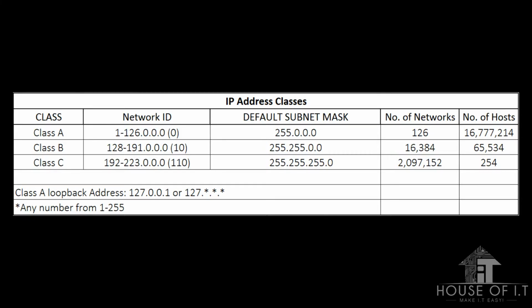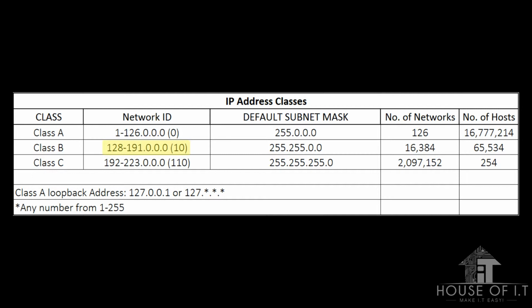There are 5 of them, but only 3 are commonly used. They are the Class A, Class B, and Class C. Class A has a network ID ranging from 1 to 126.0.0.0. The zeros here, by the way, can be any number ranging from 0 to 254. The default subnet mask of Class A addresses is 255.0.0.0, but that is customizable and I'll show you later on. For Class A addresses, you can have a maximum of 126 networks and more than 16 million hosts.